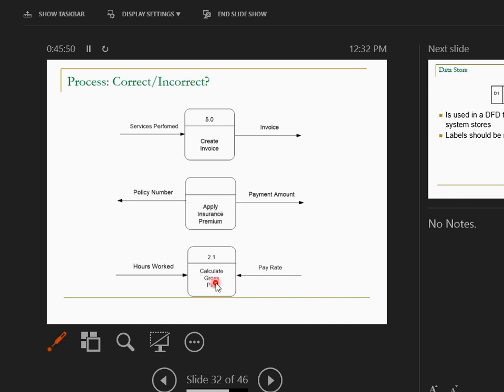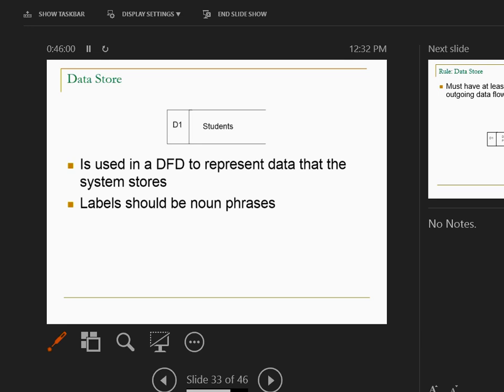And same thing here. You take in a pay rate, you take in an hour's work, and you calculate a gross pay. Gross pay goes somewhere. So it's not just an arbitrary rule to give undergraduates something extra to think about. Just realize that's what a process does: I'm producing something based on something.